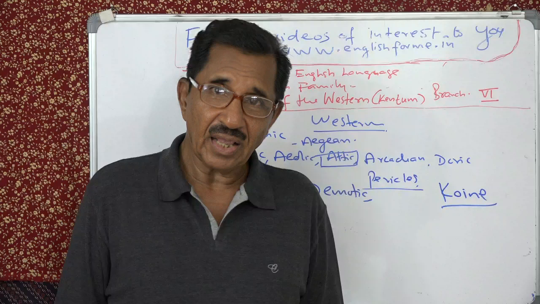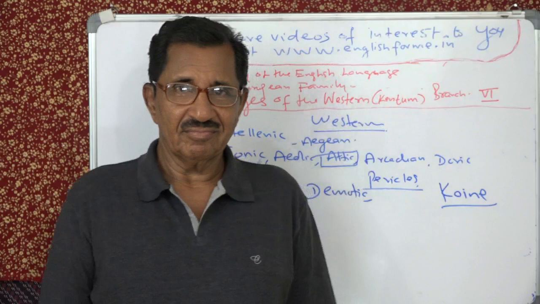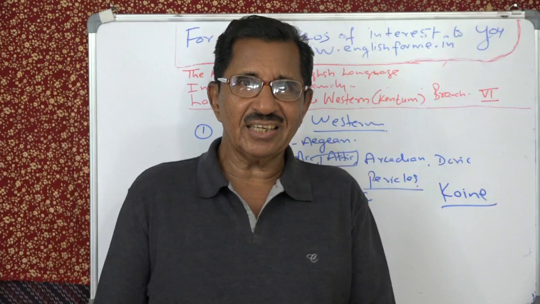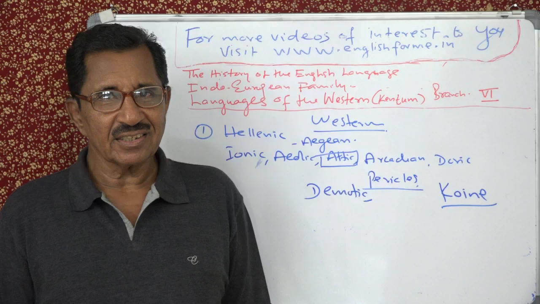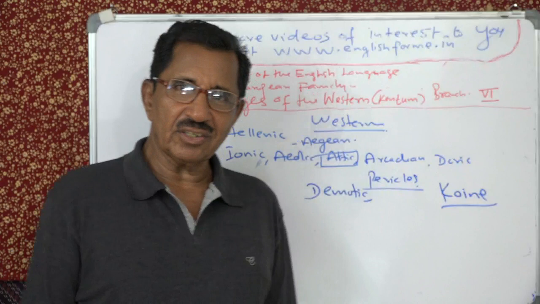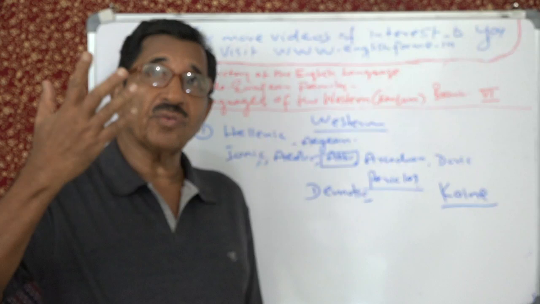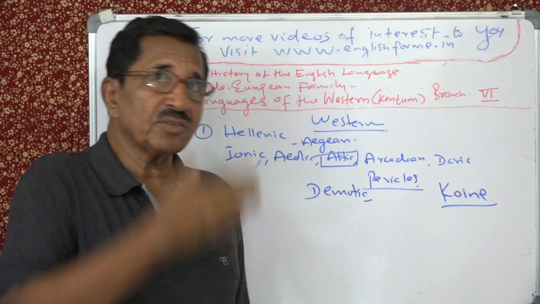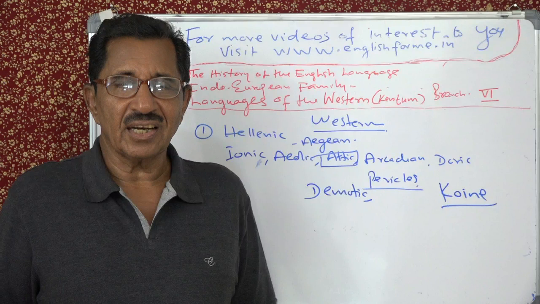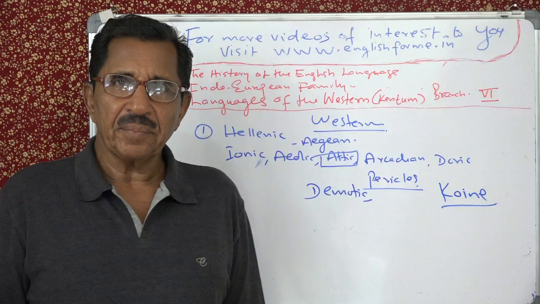Orator, Demosthenes. Philosopher, Plato and Aristotle. Historian, Herodotus and Thucydides. So it is not surprising or wonderful that classical Greek once ruled over the realms of academics, art, history, oratory, and all the realms of sciences. Understand? And also there was political backing by Pericles and Alexander the Great. I think you got an idea about that.